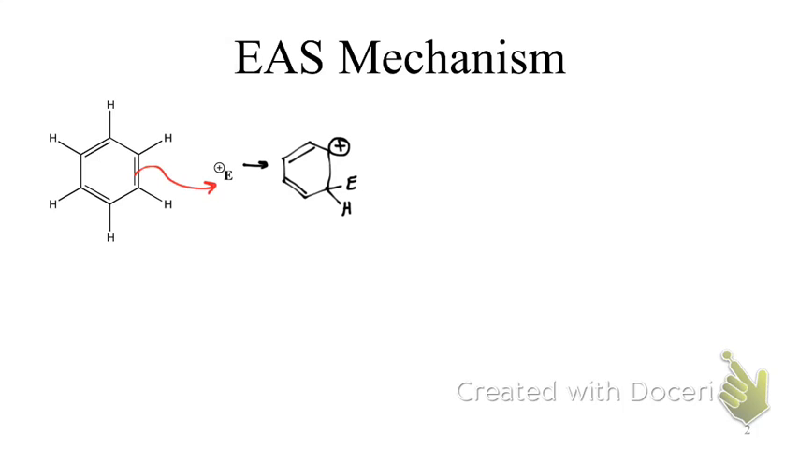Okay, is this structure stable? No. Why not? It has that carbocation, that positive charge. What do we need to stabilize the positive charge? Okay, do we have a negative charge? Nope. So what do we need to do? We need to look for electrons or find an electron source. Where are there electrons within this structure?